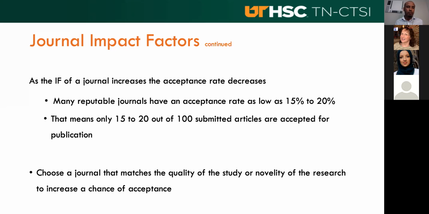If you are aiming for, for example, JAMA or New England Journal of Medicine, which have high impact factors, or Nature or Cell, and the quality of your research is low, then you are wasting your time and wasting the reviewers' and editors' time. So make sure you pick the target journal that aligns well with the quality and the scope of your research.